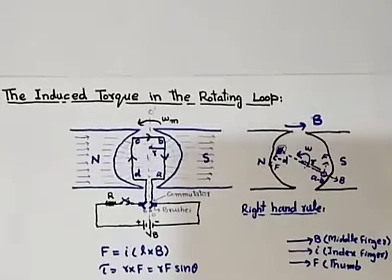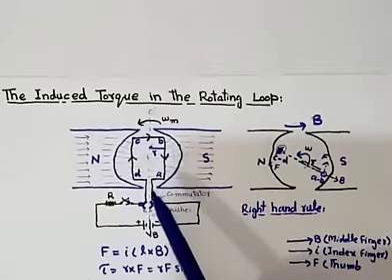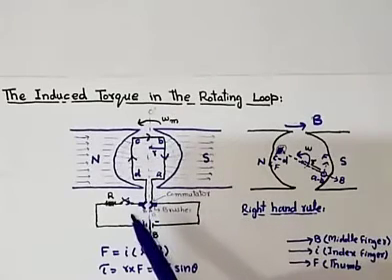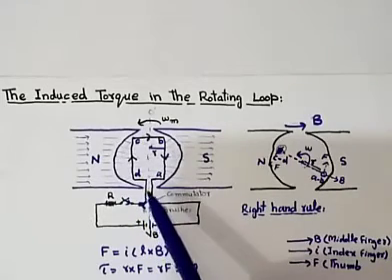In the previous lecture, we have seen the phenomena of the induced voltage in a rotating loop. In this lecture, we will discuss the concept of induced torque in the rotating loop. Suppose a battery is now connected to the machine as shown in this figure. How much torque will be produced in the loop when the switch is closed and a current is allowed to flow into it?